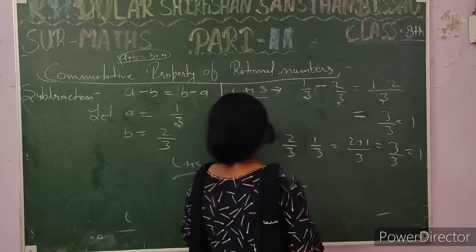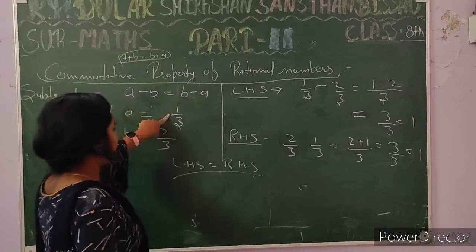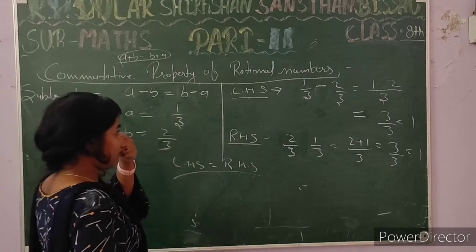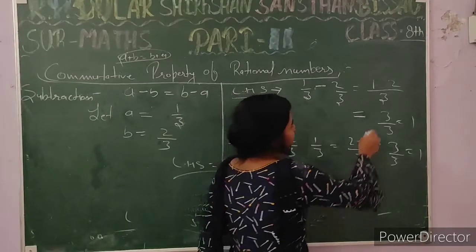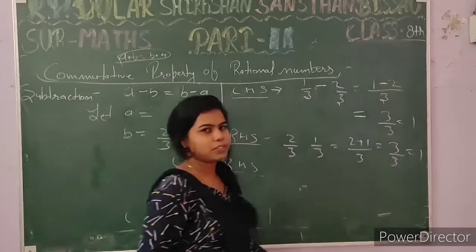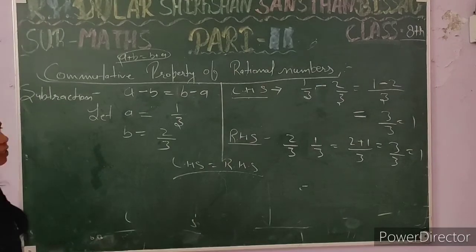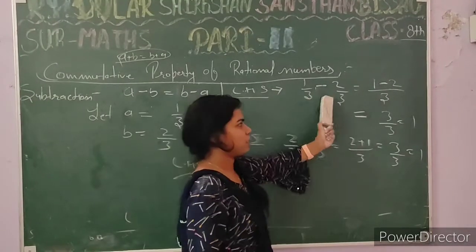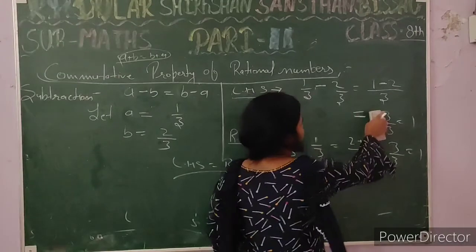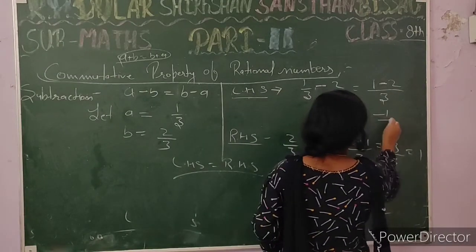Subtraction. Okay, a is equal to 1 by 3 and b is equal to 2 by 3. So 1 by 3 minus 2 by 3. Students, you have studied the subtraction of rational numbers in the previous class, so don't be confused here. Subtraction, I have changed the subtraction sign only, 1 minus 2, so here it becomes minus 1 upon 3.